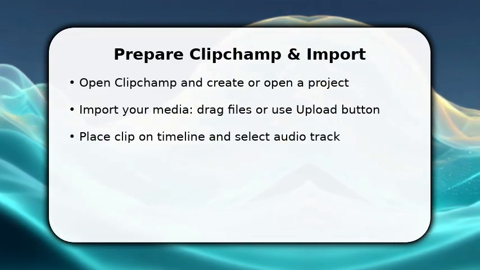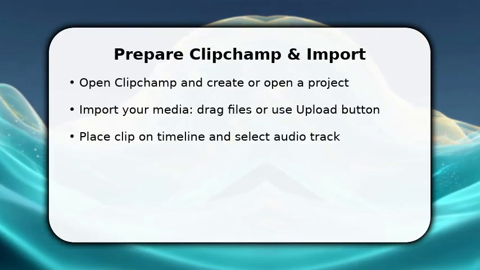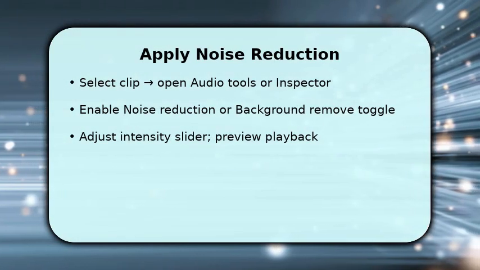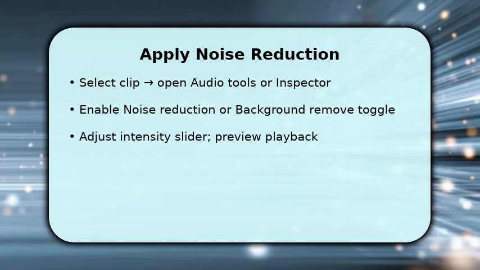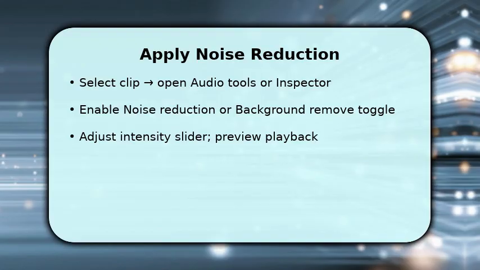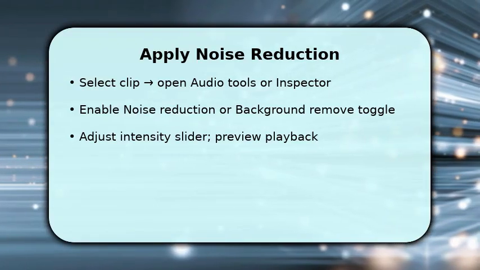Now go to the Inspector or Audio tab so you can apply noise reduction tools. You're ready for the first cleaning pass. You'll use Clipchamp's audio tools next. Select the clip and open the Audio tab in the Inspector. Turn on Noise Reduction or Background Remove. This removes steady hums and room noise by analyzing the clip.